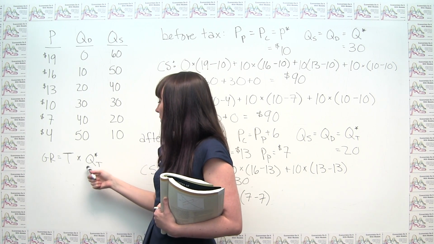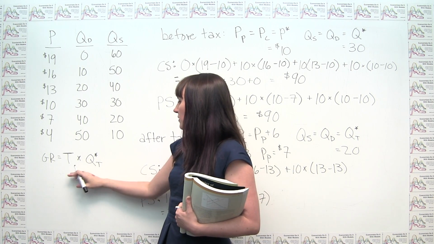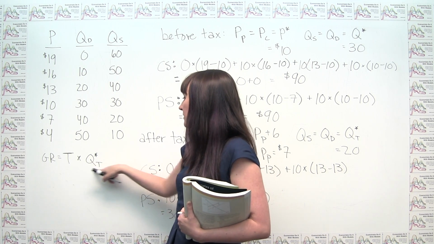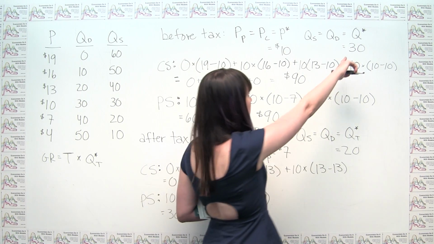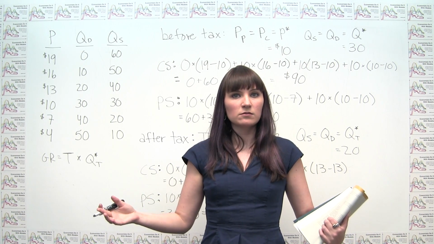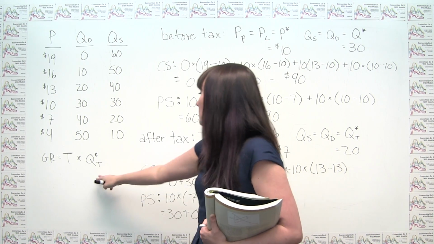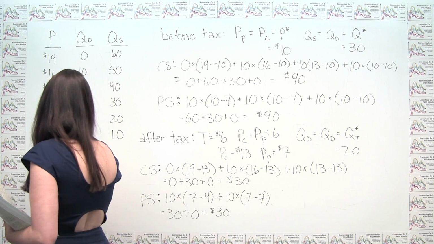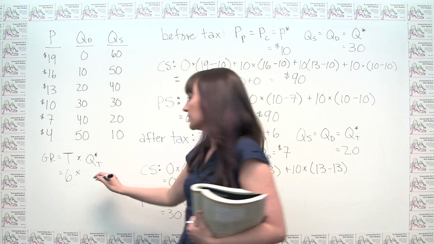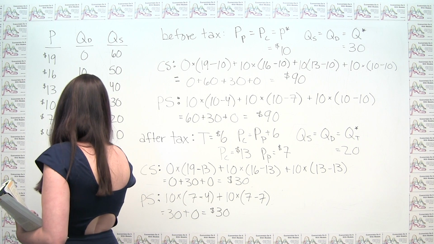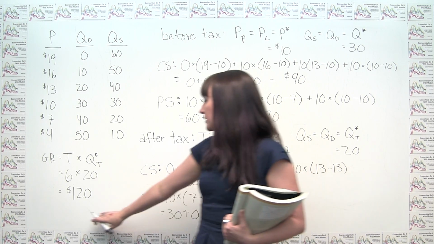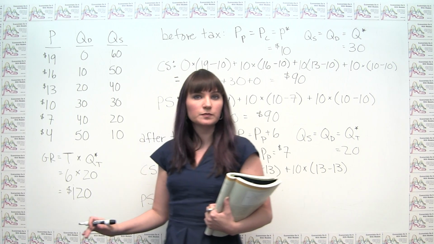It's important to remember that the government can only collect revenue on units that are still being bought and sold after the tax. So make sure you multiply by this new equilibrium quantity and not by this original equilibrium quantity, because if we're not buying or selling all 30 of those units, the government can't collect revenue on all 30 of those units. So here we could just plug in these numbers, and we can say that this is going to be $6 times our equilibrium quantity with the tax, which was 20. The government is collecting $120 from this tax. And we can see again, government revenue is measured in dollars.